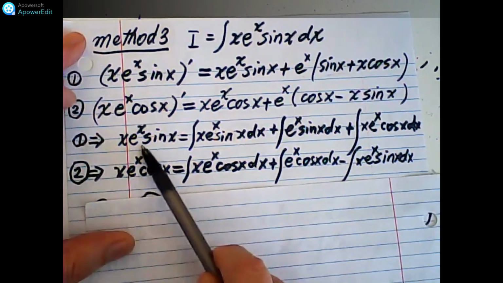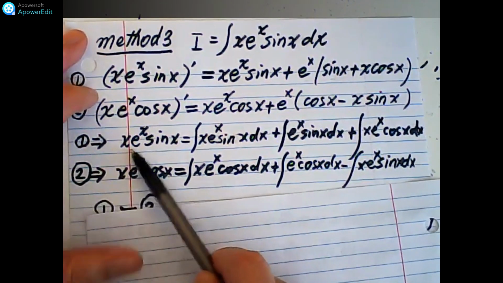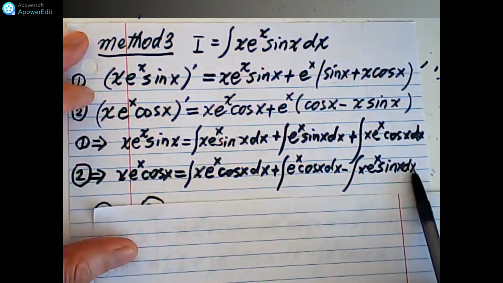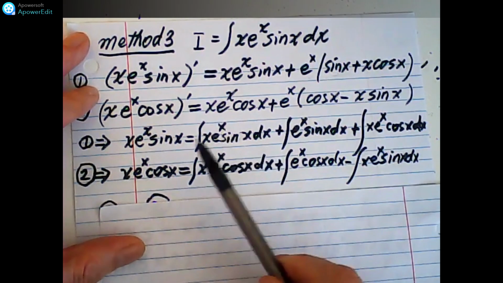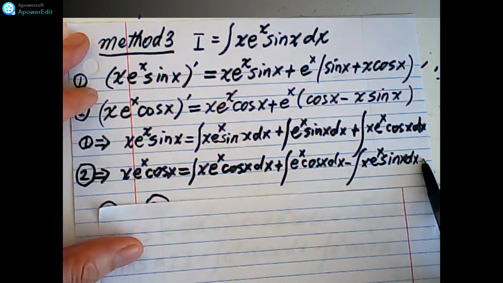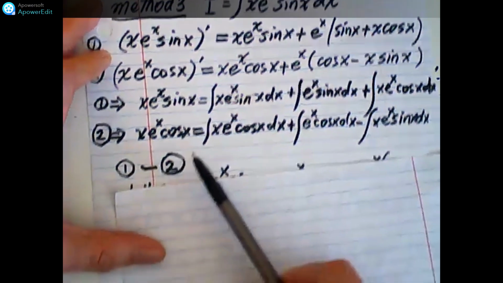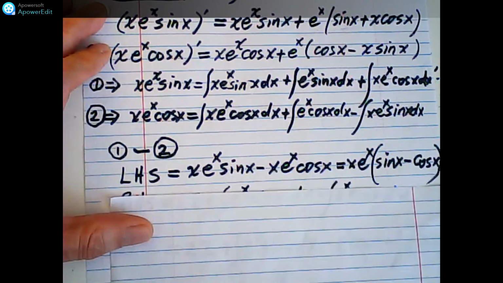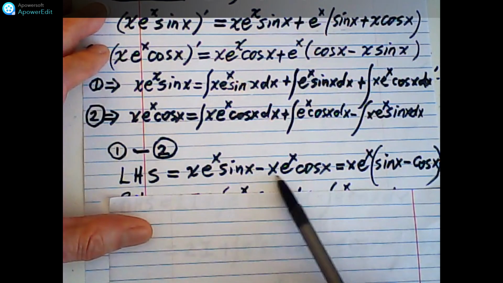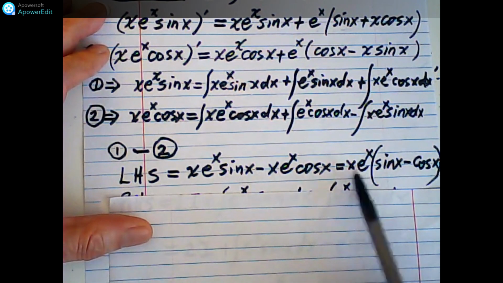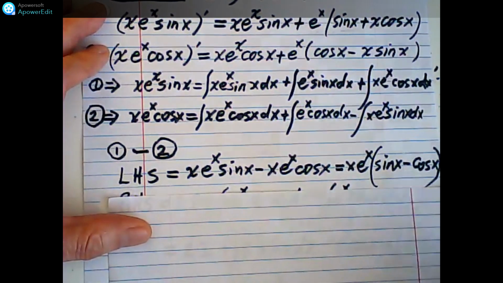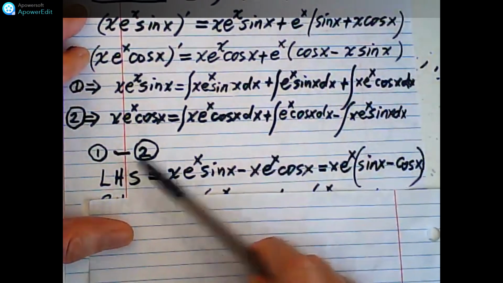Okay, so this integral minus this integral. Now I have to slow down. This integral minus this integral, 1 minus 2. The left-hand side is this minus this. You have a common factor, and you have this. So this is the left-hand side after the subtraction.